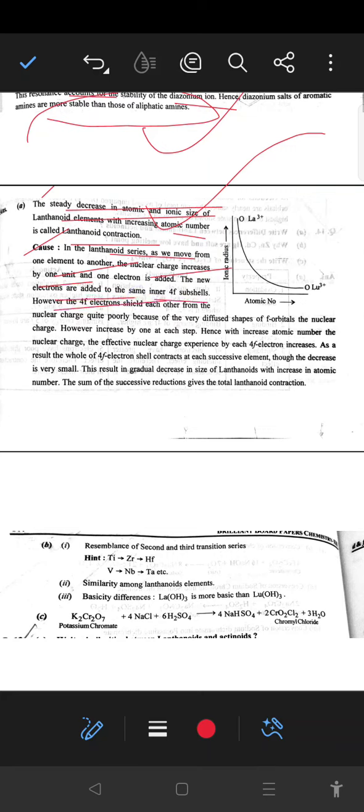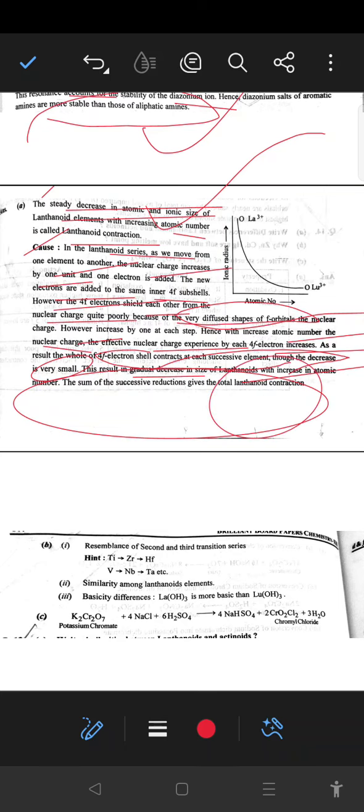However, the 4f electrons shield each other from the nuclear charge quite poorly because of the very diffuse shape of f orbitals. The nuclear charge increases by 1 at each step with increase in atomic number, so the effective nuclear charge experienced by each 4f electron increases. As a result, the whole 4f shell contracts, and the decrease in successive elements is very small. This results in a gradual decrease in size of the lanthanides. The sum of these successive reductions leads to the lanthanide contraction.